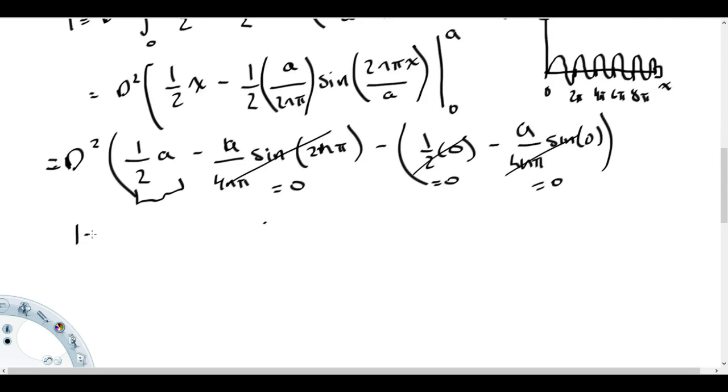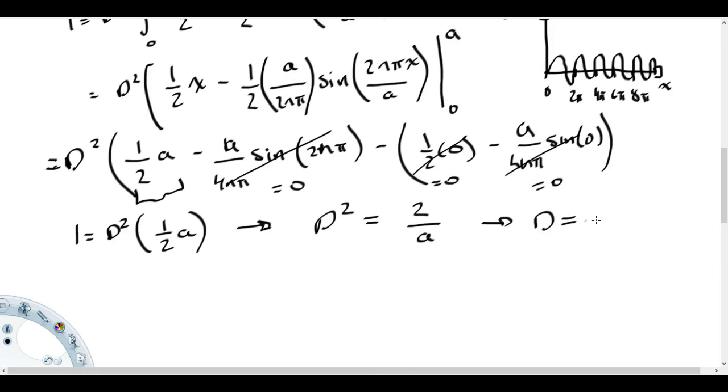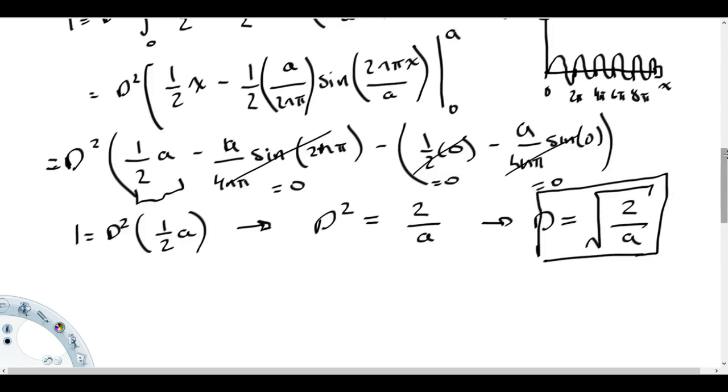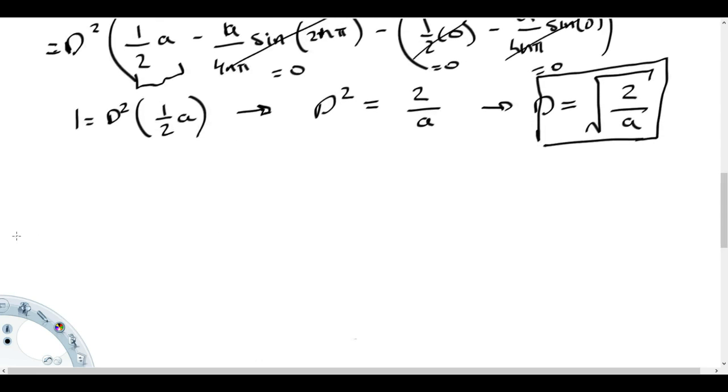So now we have 1 equals d squared times half a. Hence now we could isolate for d simply by algebra. So bringing half a over to the other side gives us d squared equals 2 over a. Taking the square root of both sides then gives us d equals square root of 2 over a. Hence we now found what our constant should be equal to.